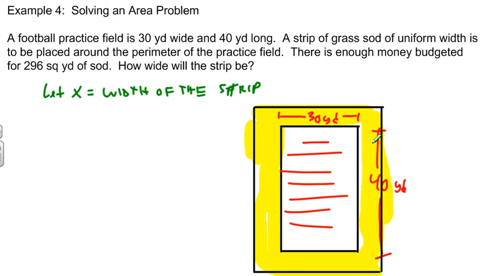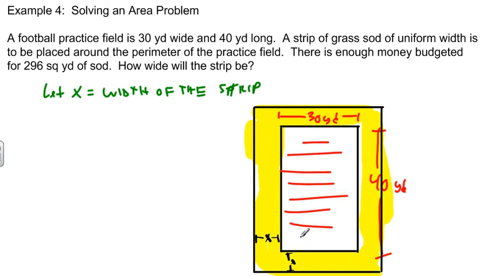So the question is, what's the width of this? How wide will the strip be? That's what we're trying to solve for. That's what x is. So this right here is x, from here to here, and x is also from here to here as well. They're both the width. So the width is right here, width is right here, width is right here. What is the length of this width?